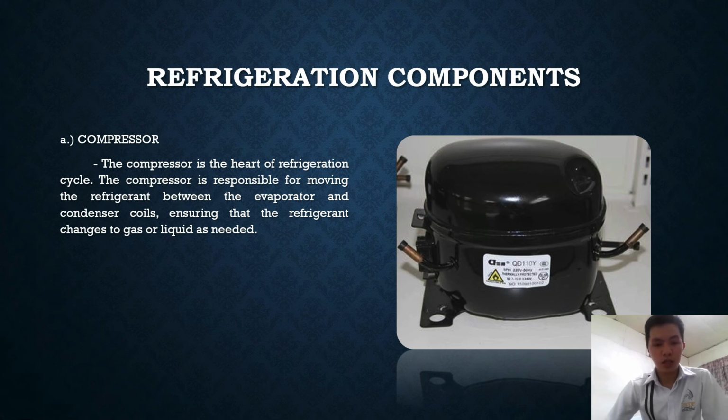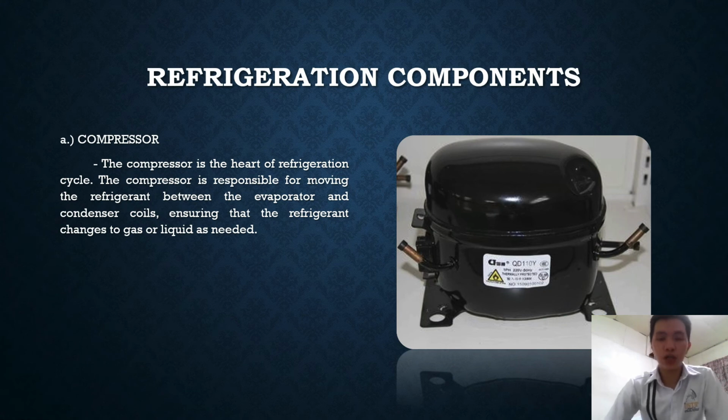So let's move on to the refrigeration components. First one is the compressor. The compressor is the heart of the refrigeration cycle. That means that without the compressor, refrigeration will not take place. So these components are the external factors that were mentioned earlier. The compressor is responsible for moving the refrigerant between the evaporator and the condenser coils, ensuring that the refrigerant changes to gas or liquid as needed.